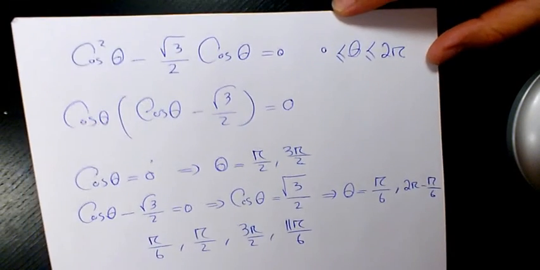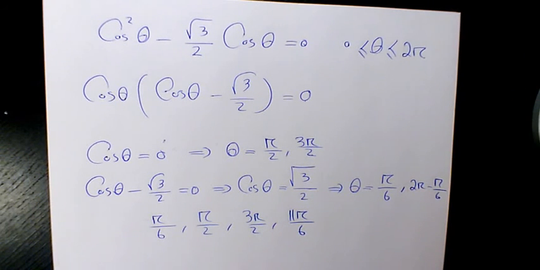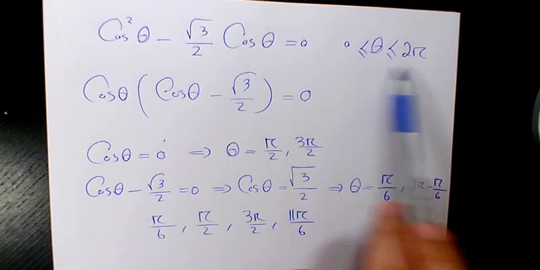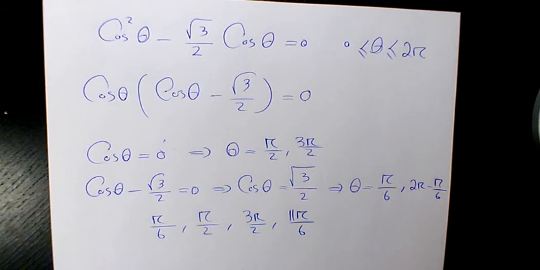So basically, these are going to be the four answers to this equation. So remember, you need to be careful about this range here from 0 to 2 pi. If it was something else, the answers or the number of answers might be different.